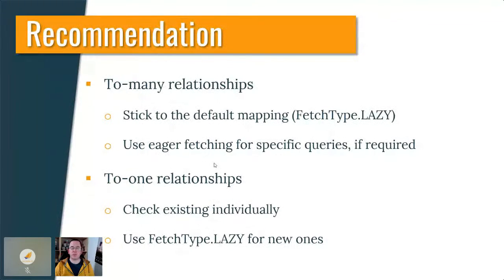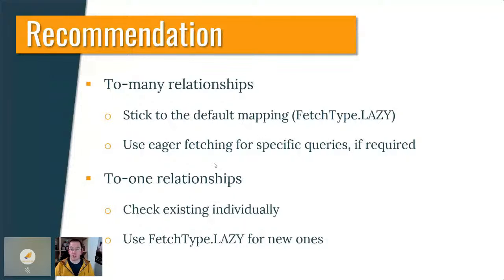For to-one relationships, there I also recommend to use fetch type lazy for all associations that you create new. So if you're introducing a new to-one association into your domain model, please make sure to set the fetch type to lazy. But I know that in most projects out there, the associations are fetched using their default fetch type. And that for to-one associations, unfortunately, is fetch type eager.